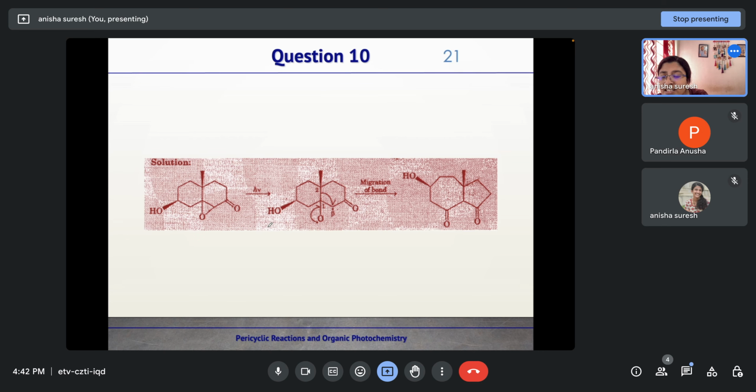This is not exactly a type 2 kind of reaction, but it is not type 1 as well. First, this epoxide bond will be breaking, leading to the formation of an oxygen radical and a secondary radical. Then when this oxygen radical is recombining, leading to the formation of a ketone, this bond will be migrating over here, leading to the formation of a 5-7 fused ring system like this. Okay.